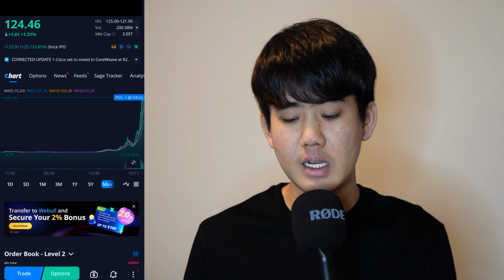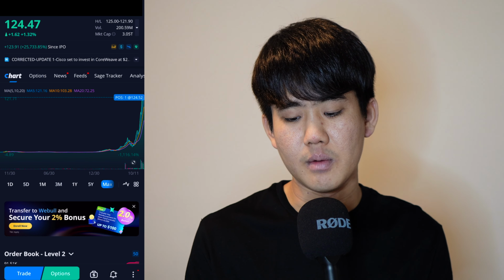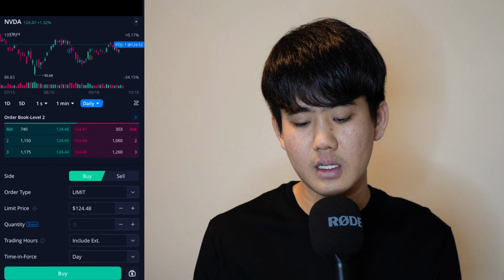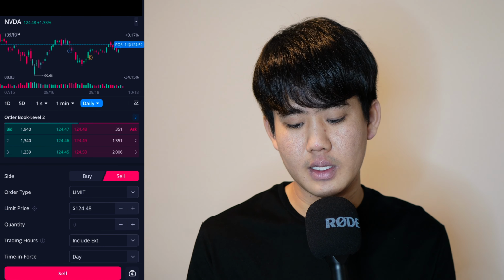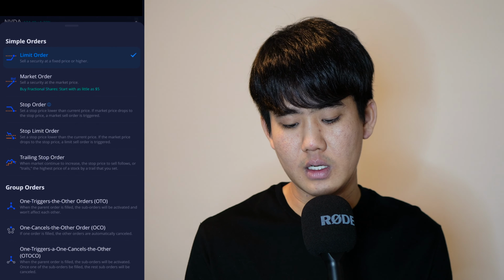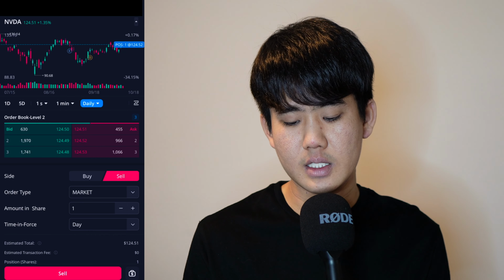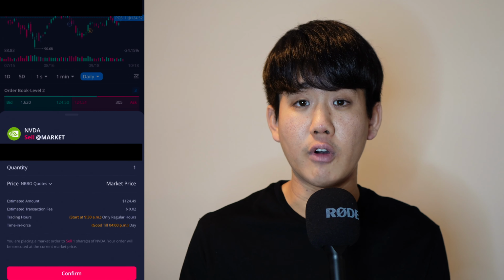If you want to sell a stock, same thing. Just go into trade at the very bottom left, and then click on sell, and then click on your order type. So let's do market order. Let's do amount in shares, and then you're going to click sell, and confirm once you want to sell.